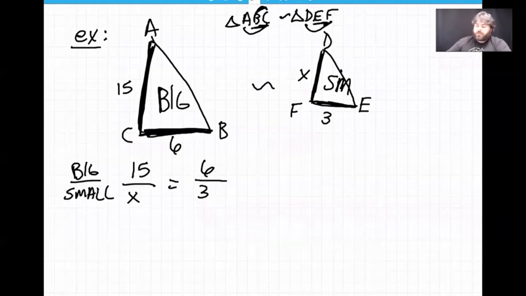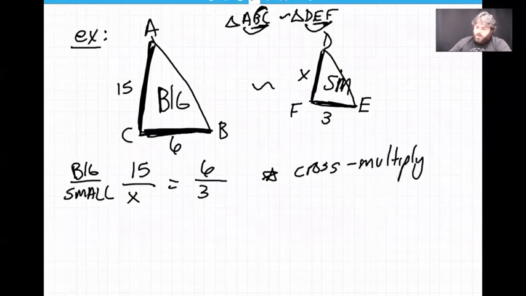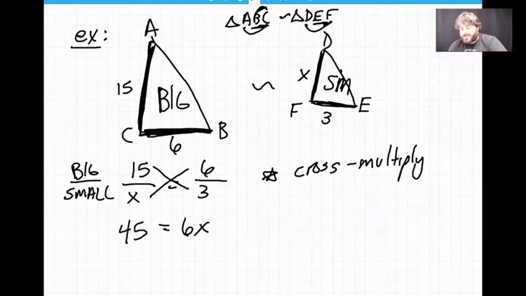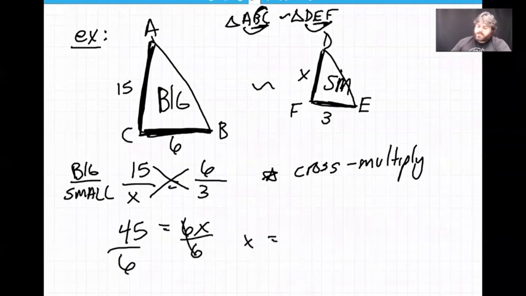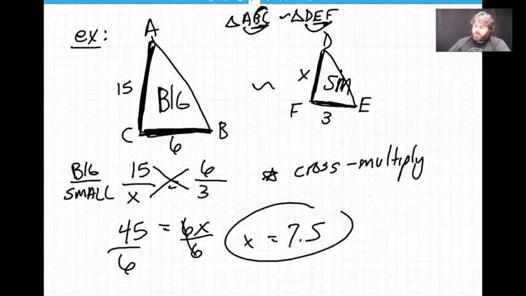So how do we deal with a fraction equal to a fraction? We always do the same thing. We cross multiply. Okay, boom, boom. So 15 times 3, that's 45, equals 6 times x, that's 6x, and then we just divide out. So we divide both sides by 6, and we get that x is equal to 7.5. Okay, so what that means is that this length here has to be 7.5.